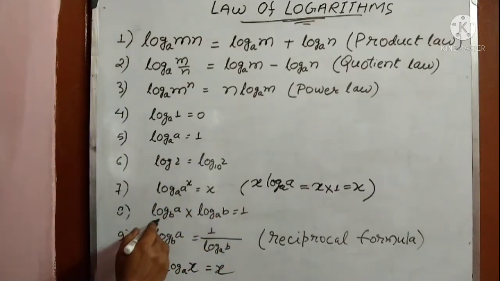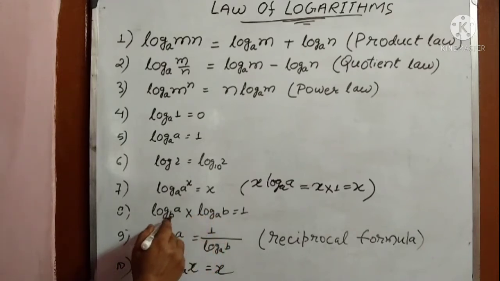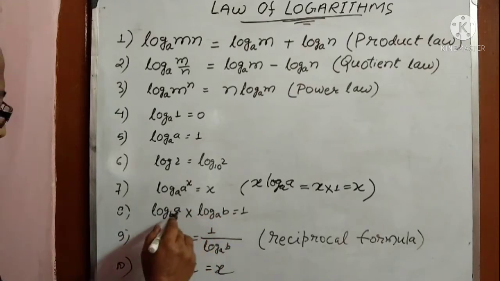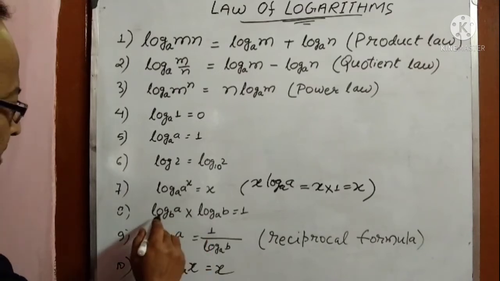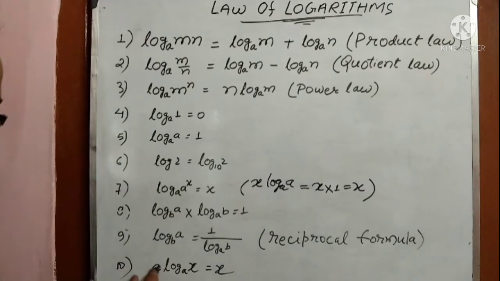Now this is another important one: log a to the base b into log b to the base a. See, the bases are interchanging. Over here b is the base, and now a has come to this side and b has come over here. If this is the case in a product form, then it results in the value 1.